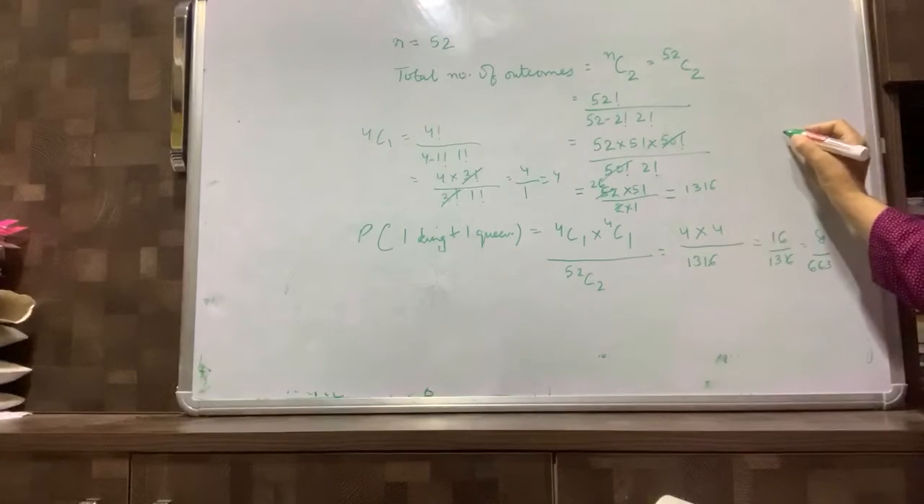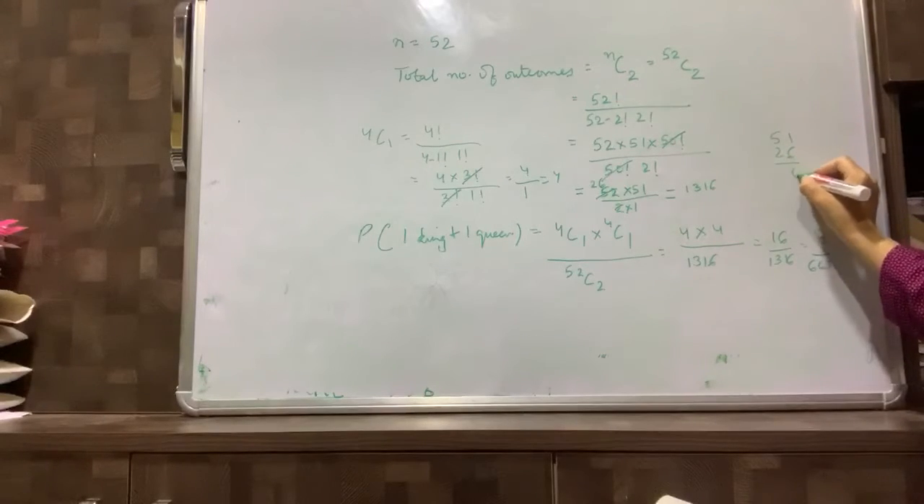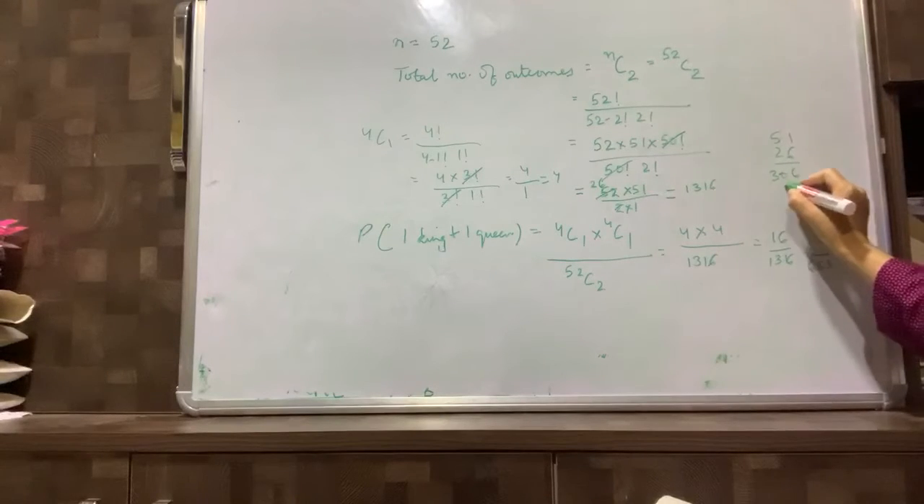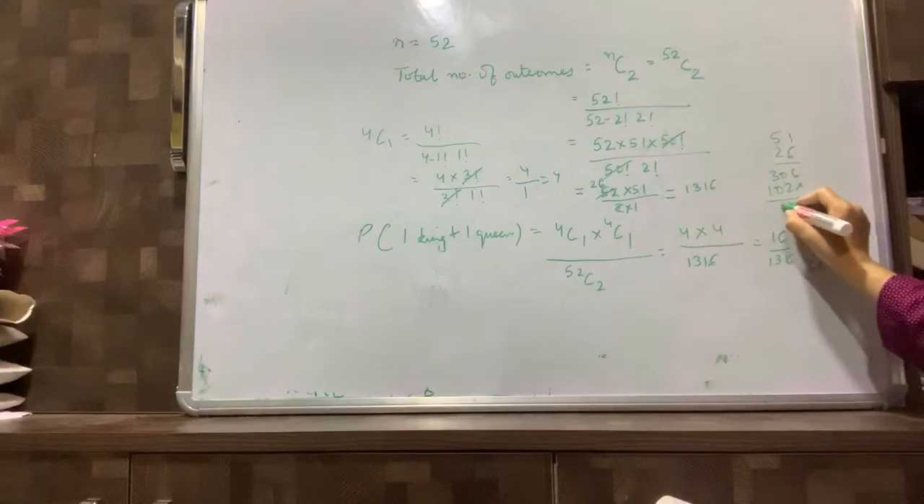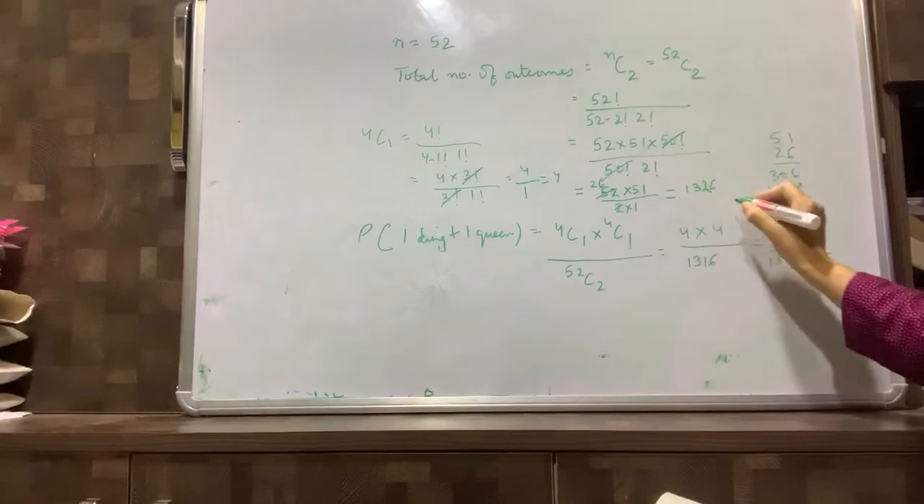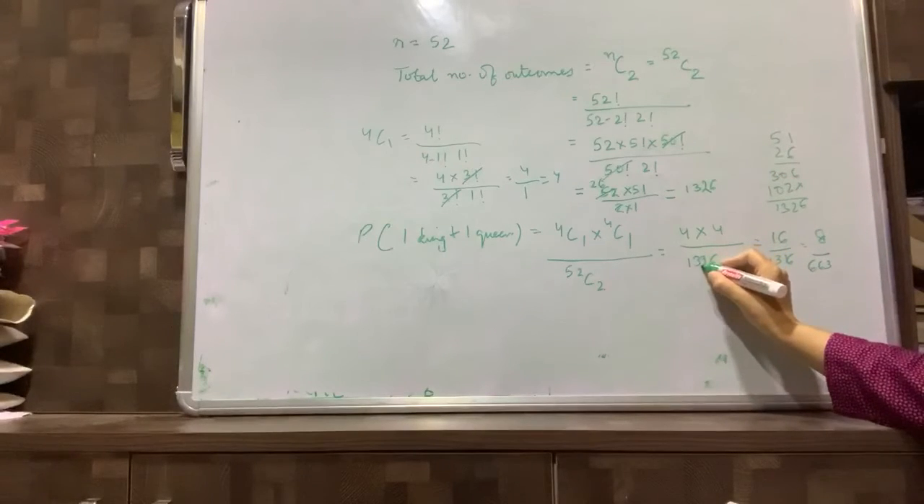This value, have we written it correctly? 51 into 26. 6 ones are 6. 6 5s are 30 and 2 is 32. This is 1326, not 1316. So accordingly we have 1326 here.